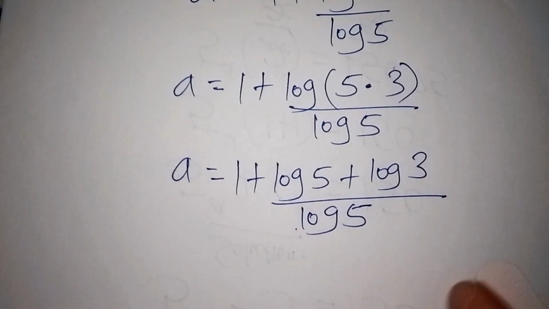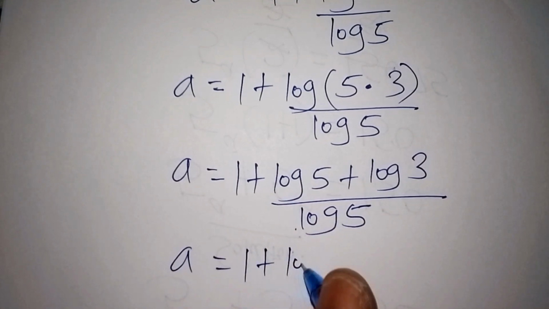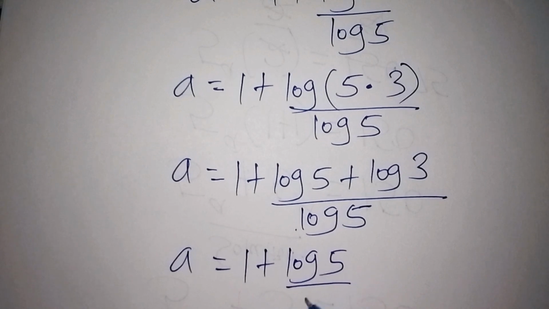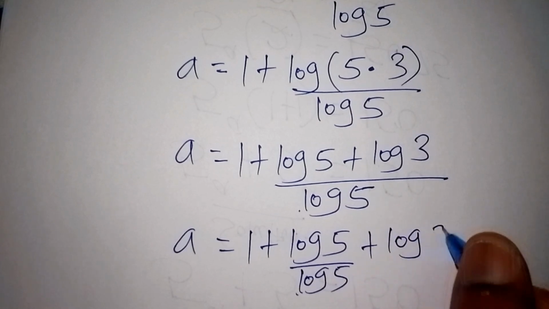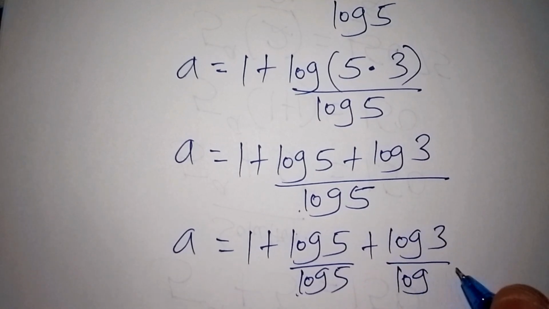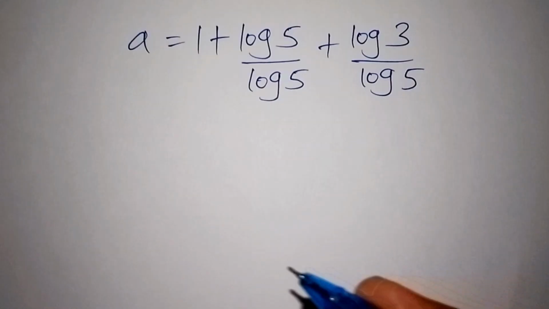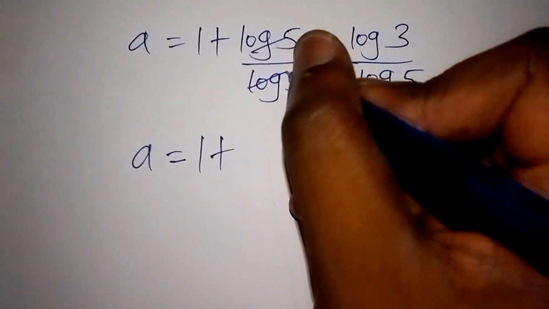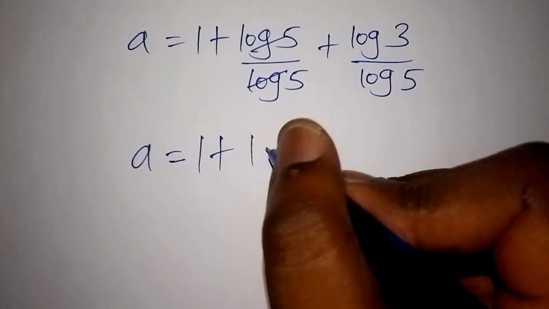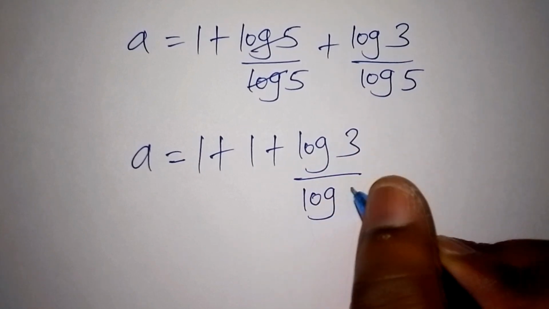When we work it out, we shall have a is equal to 1 plus the log of 5 all over the log of 5, then also plus the log of 3 all over the log of 5. When we cancel, we shall have a equal to 1 plus, the log of 5 and log of 5 cancel, so 1 plus 1 plus the log of 3 all over the log of 5.